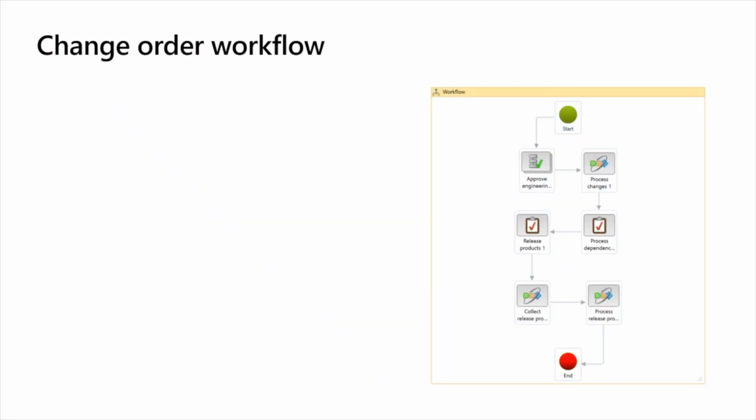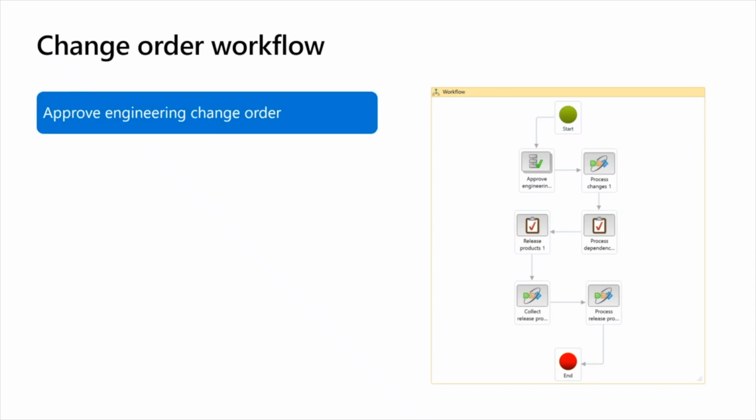So if we look at the change order workflow, there are different approval steps and tasks available to achieve maximum control and automation in the whole process, be it a new engineering product launch process or a product change process or a retirement process. So the very first we have is the approve change order step. This step is actually approving the change order.